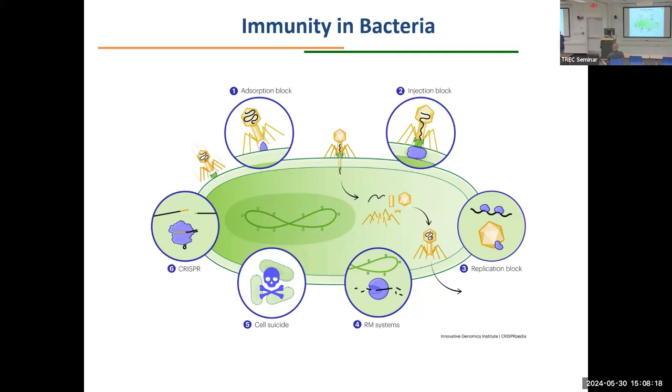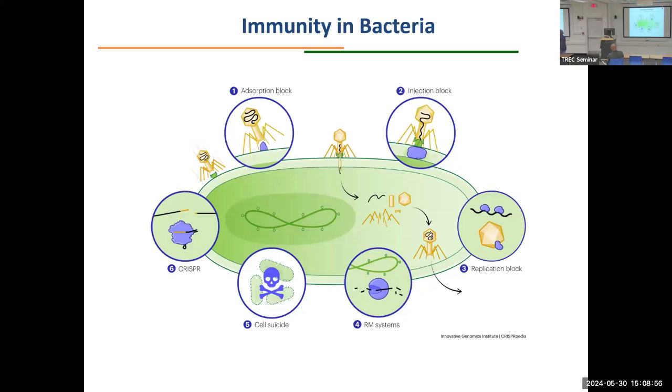So innate immunity has different defense systems inside the bacteria, which include absorption block, injection block, replication block, RM system, and cell suicide. So when bacteria sense that there is an attack of bacteriophage on the bacteria, they try to activate absorption block. So they don't let bacteriophage sit on the surface of the bacteria.